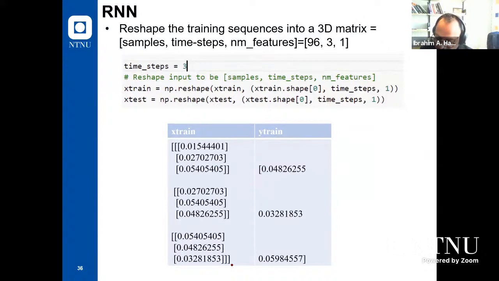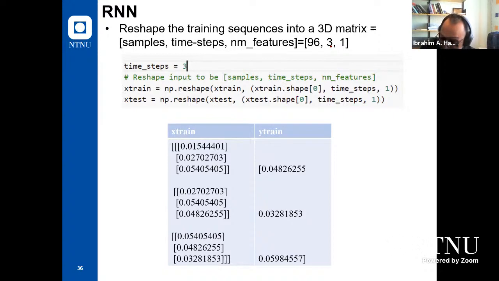In case of RNN, for example, we need to reshape the training sequence into a 3D matrix. So the 3D matrix will have this dimension. It will be number of samples times number of time steps times number of features. So for our data set here, if you use only one feature, the data set should take this dimension. It will be 96 times 3 times 1, right? So it will look like this.